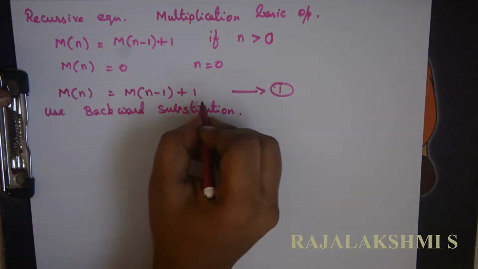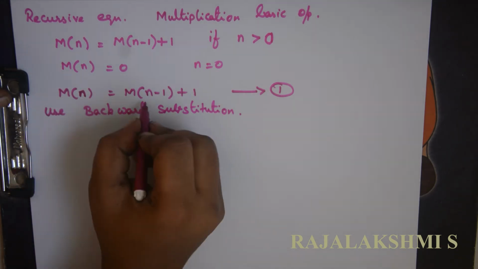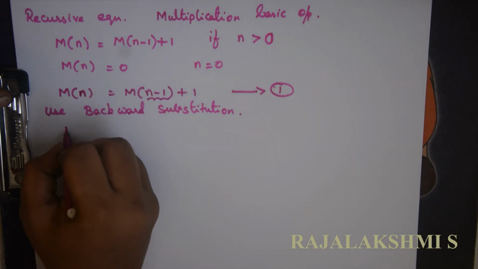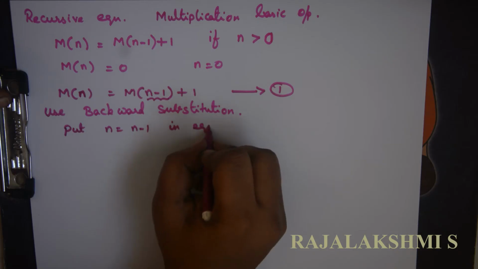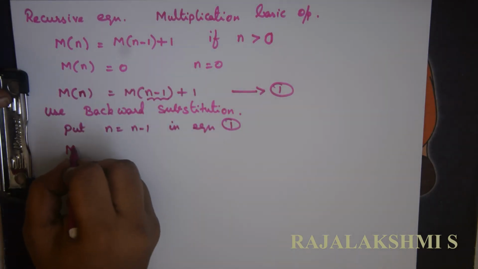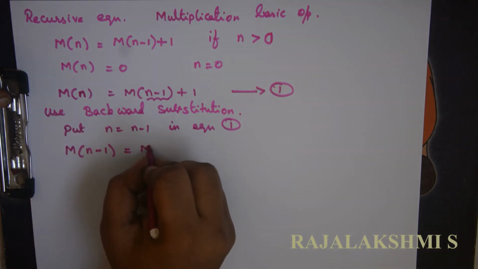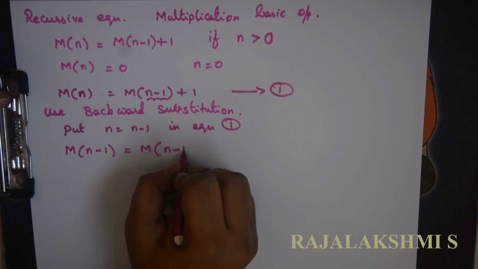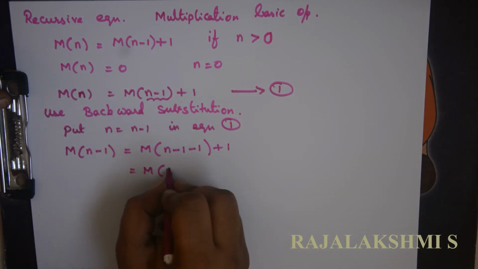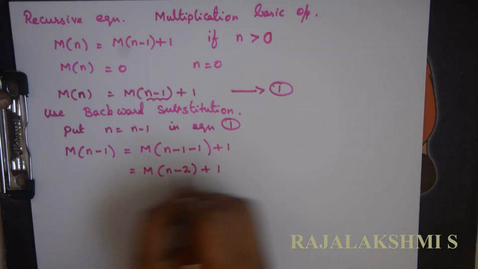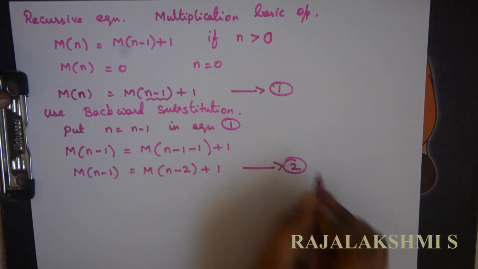Let this be equation number 1. To find n, I need n minus 1. So now put n equal to n-1 in equation 1. This becomes M(n-1) = M(n-1-1) + 1, which becomes M(n-2) + 1. So this is M(n-1). Let this be equation number 2.